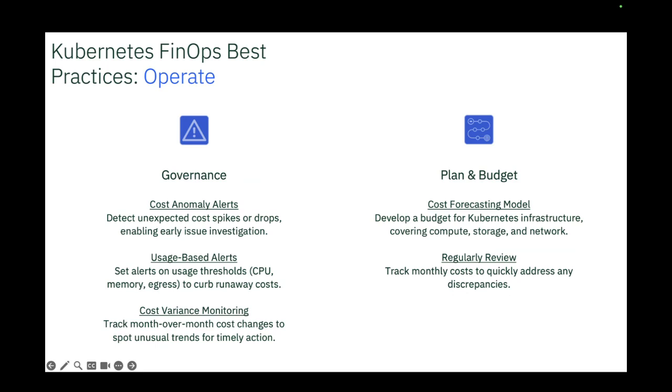And then the last bit of this, being able to look forward into the future, to plan and to budget, to set up forecasts, to be able to understand what the long-term implications on our total spend with Kubernetes is based on the minute and sometimes granular decisions and actions that we're taking today, and then doing regular reviews.